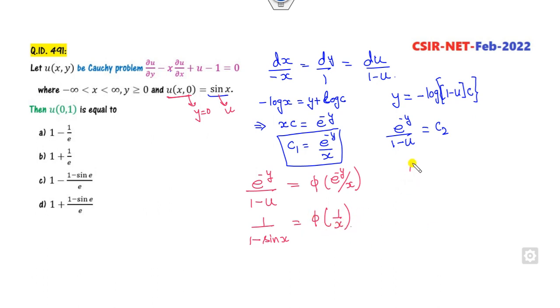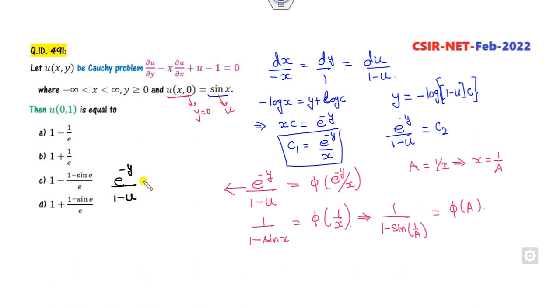Now how can you solve this equation? Again I can consider this a as 1 by x. So x will be my 1 over a. So I can substitute here x is 1 over a, phi of a. You can see what will be the answer, e raised to power minus y over 1 minus u is phi. So this is 1 over 1 minus sine 1 over a, that's a reciprocal of this. So x e raised to power y.